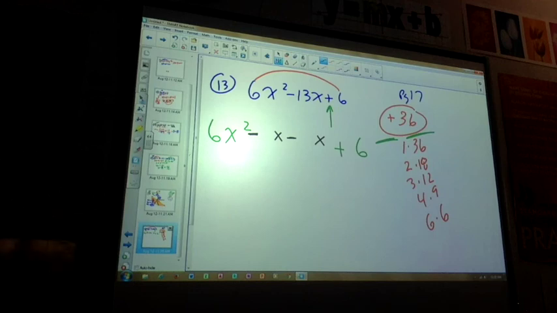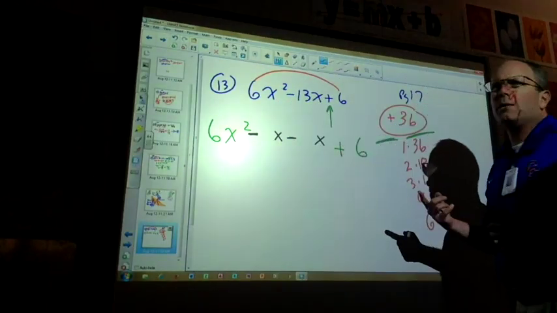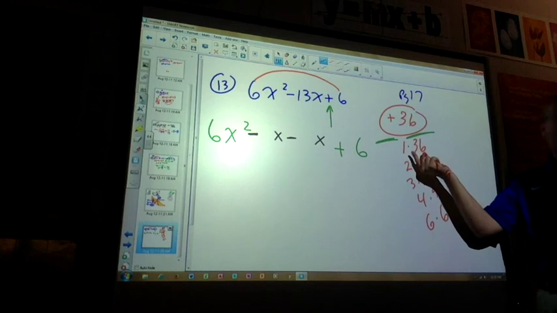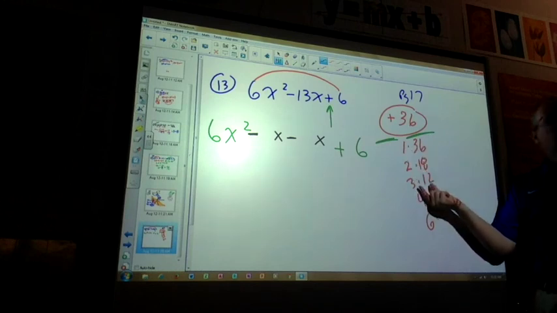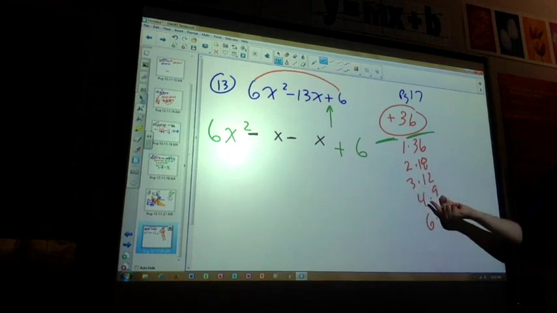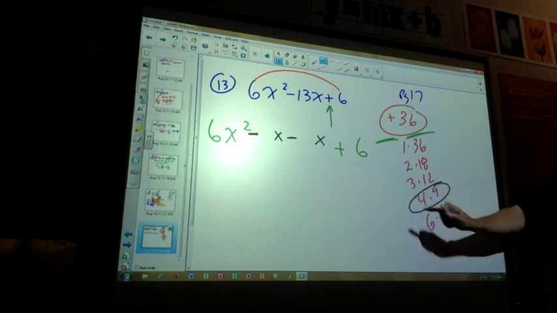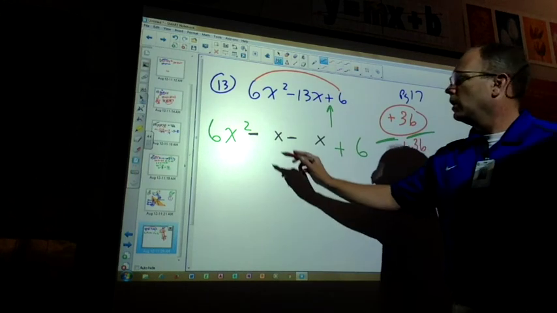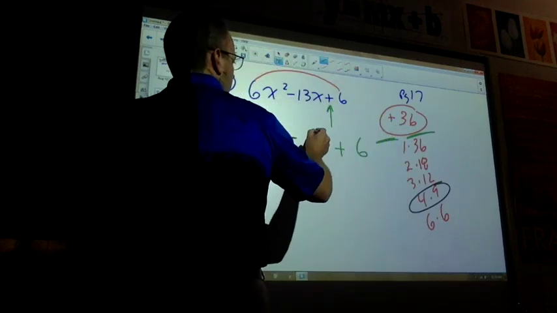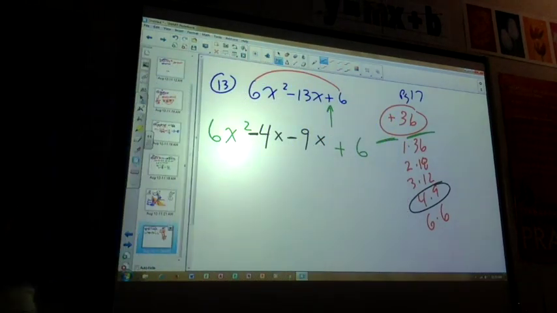Yes, ma'am? 4 and 9 is exactly right. Now, for those of you who are going, well, wait a minute. Okay, if these are both negative, this gives me negative 37. These both negative, negative 20, negative 15, negative 13, bingo, negative 12. Both of those have to be negative for this to work. We're almost done with the problem. We just had to find the combination that worked. Does everyone feel comfortable with that so far?